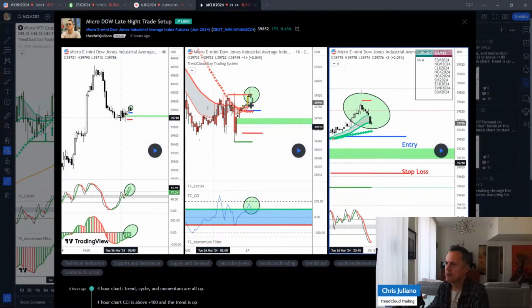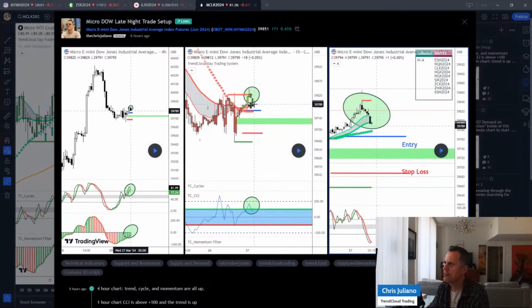Look at what we've got here, guys. We've got this uptrend on the 4-hour chart. Cycle indicator cycling up. Momentum filter going up. So up, up, and up. Check those 3 boxes. That's what we want.